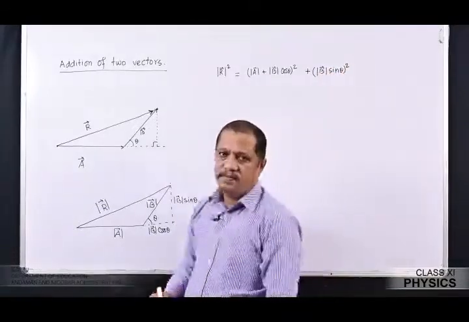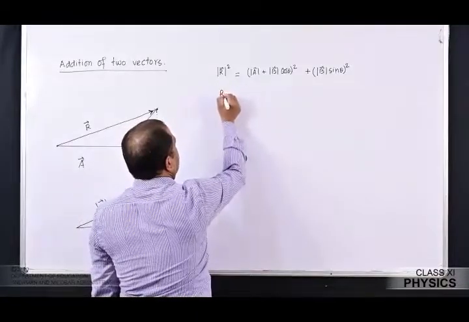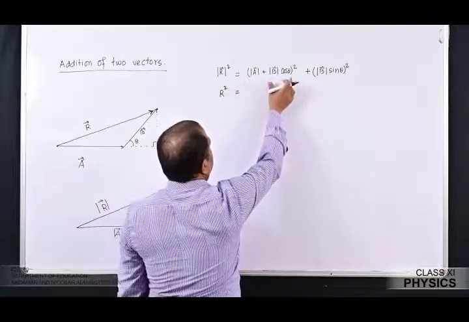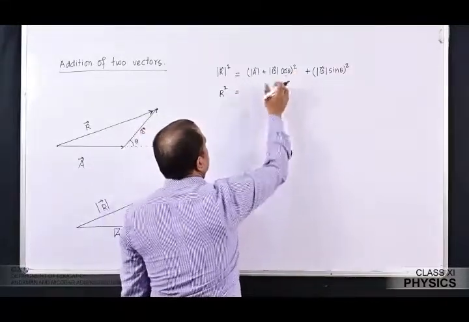If this is the case, I can write this. I am going to write now the magnitude like this. So R square is equal to (A plus B cos theta) whole square. I am going to open or split this one.